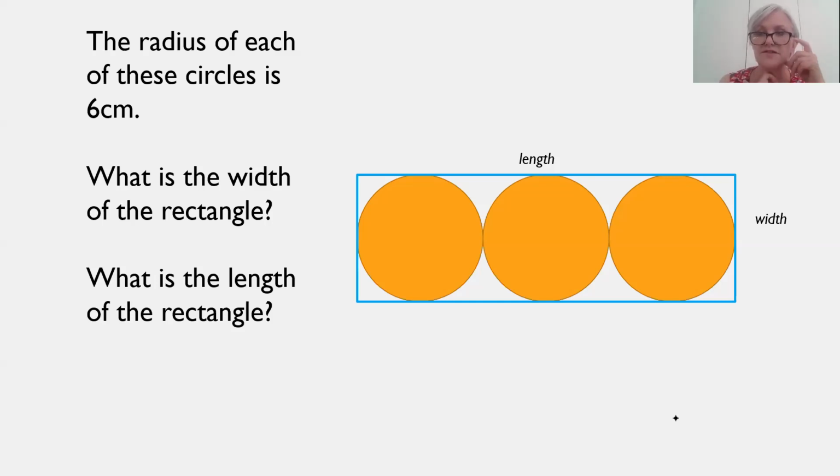Have a stop of the video and just see if you can work that out. The radius of each of the circles is 6. What's the width? Okay, so hopefully you noticed that.